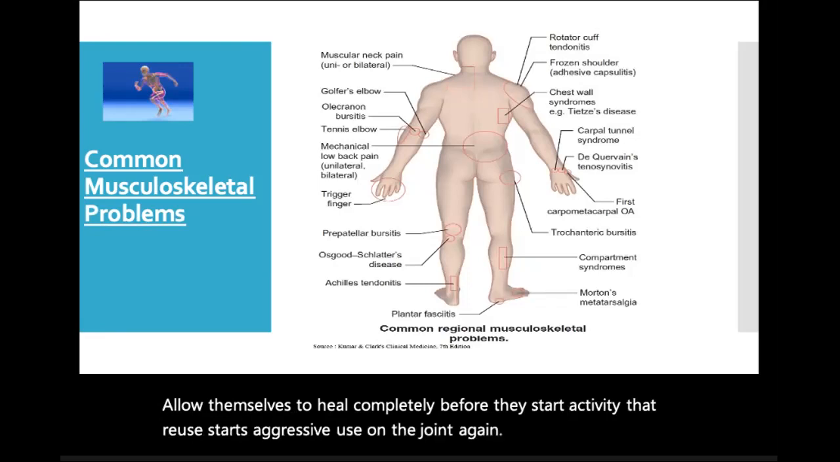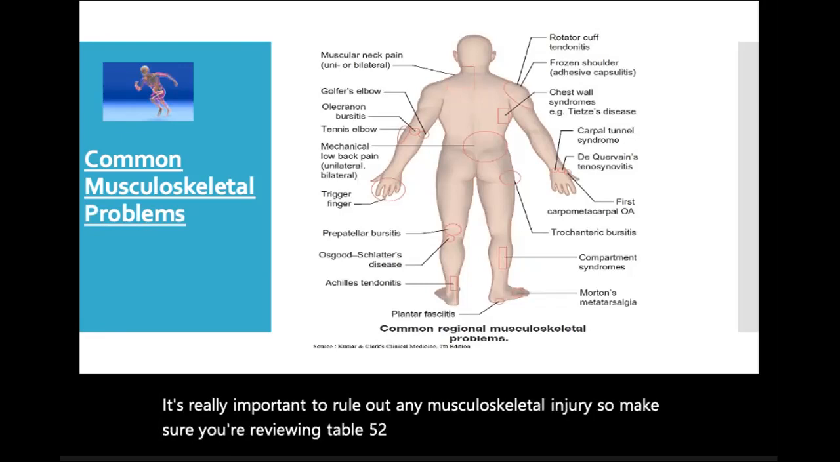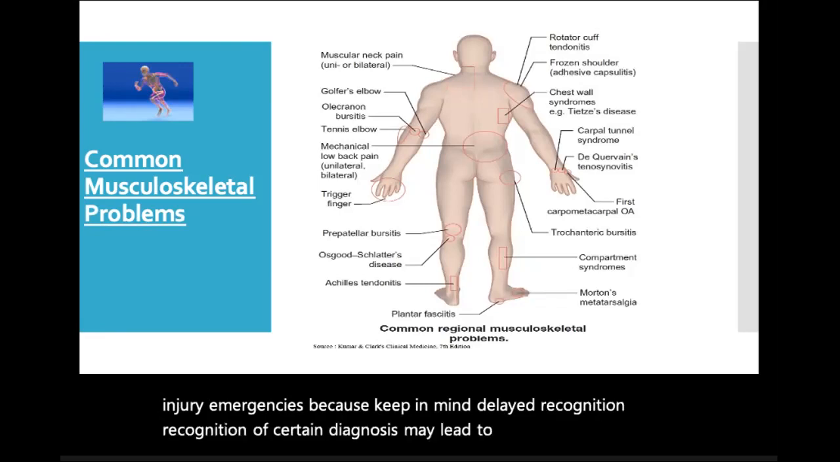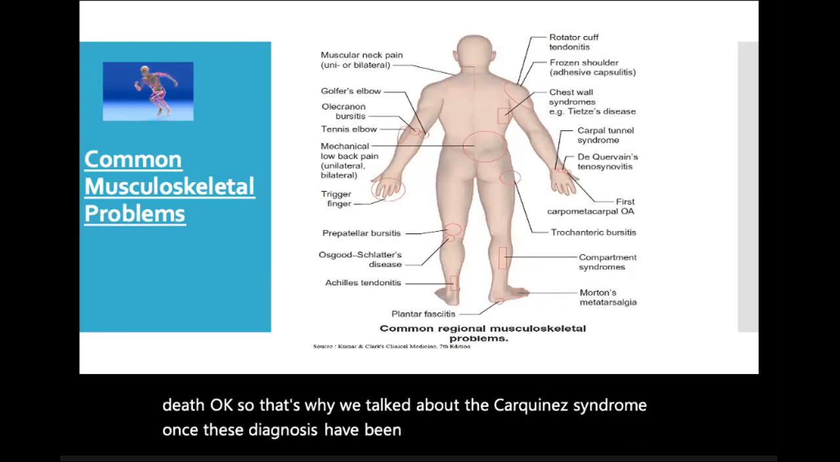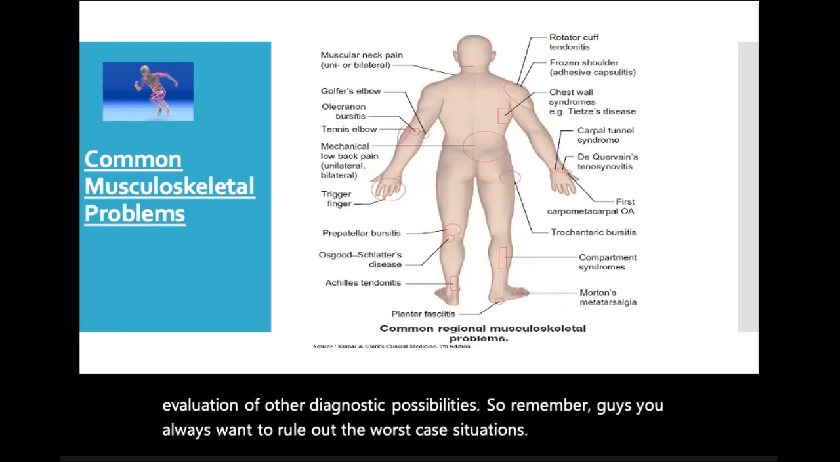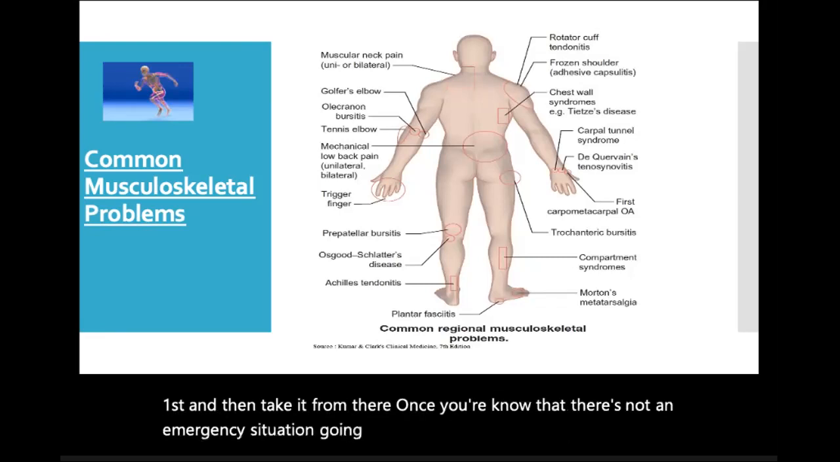It's really important to rule out any musculoskeletal injury emergency. So make sure you're reviewing table 52.1 for assessment of musculoskeletal injury emergencies, because keep in mind, delayed recognition of certain diagnoses may lead to permanent disability or death. Okay, so that's why we talked about Cauda Equina syndrome. Once these diagnoses have been excluded, proceed with an orderly evaluation of other diagnostic possibilities. So remember, guys, you always want to rule out the worst case situations first, and then take it from there once you know that there's not an emergent situation going on.